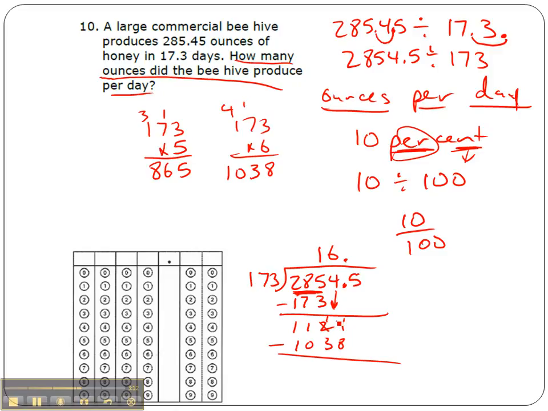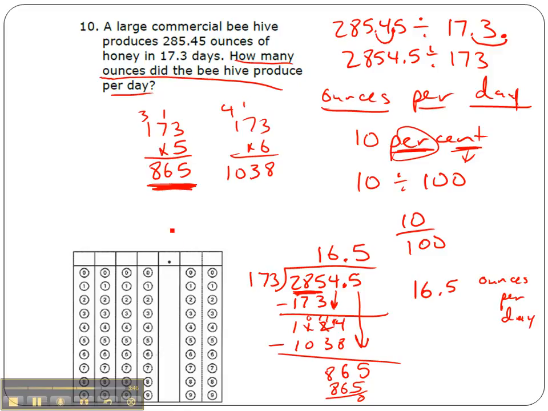Subtract. Need to borrow here. Make that a 14. 14 minus 8 is 6. Need to borrow here. Make that 11. 11 minus 3 is 8. And bring down the 5. And look, there's our 865. So we know that 173 goes into 865 5 times. And we're done. Remainder 0. So the answer is 16.5, or 16 and 5/10, or 16 and a half ounces per day.